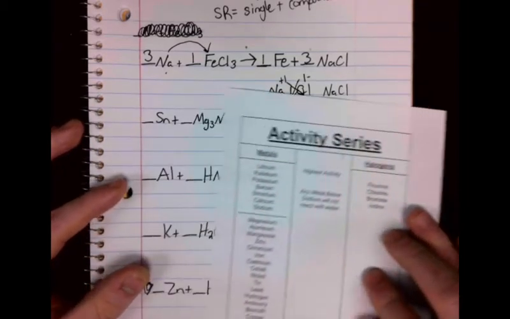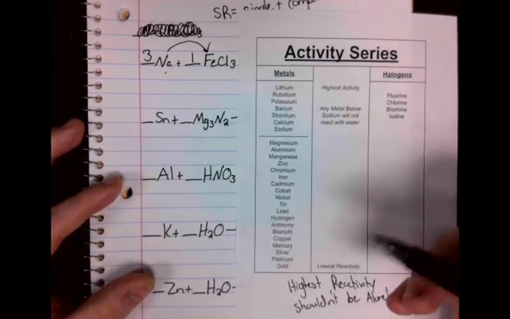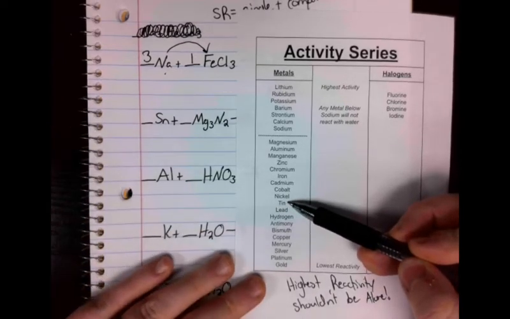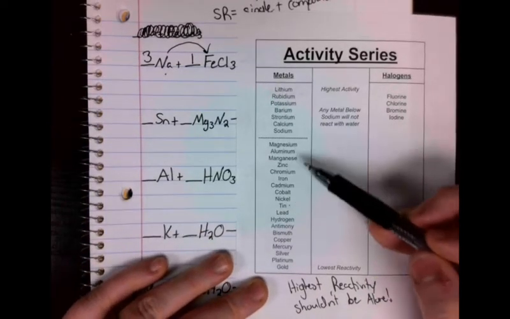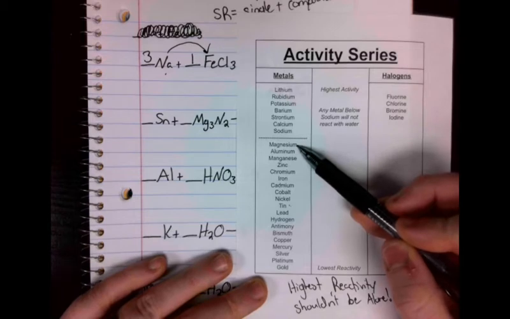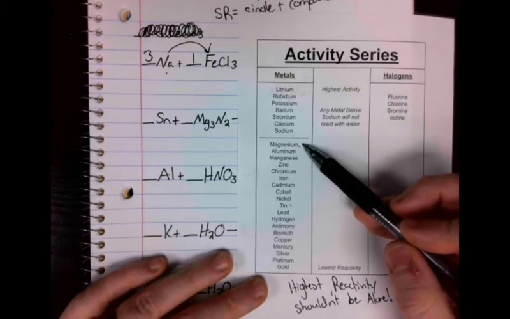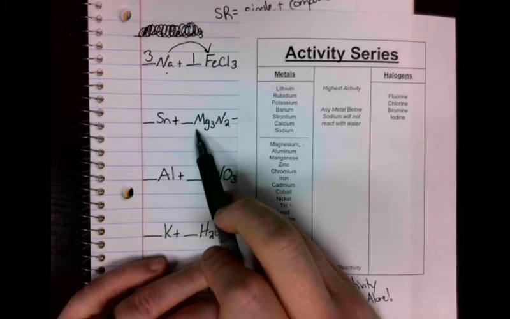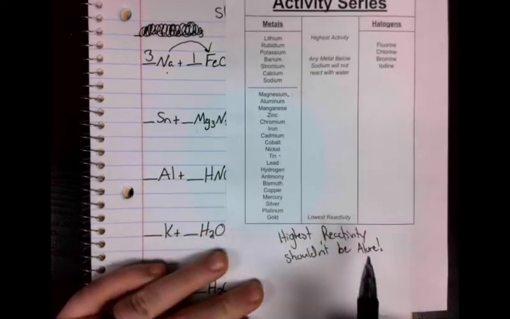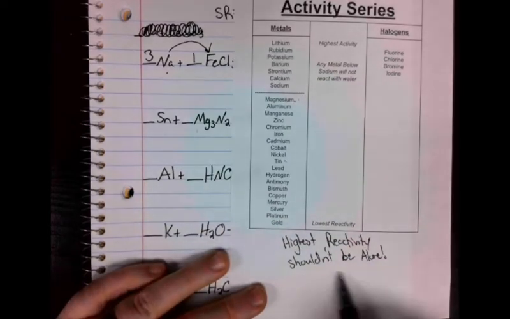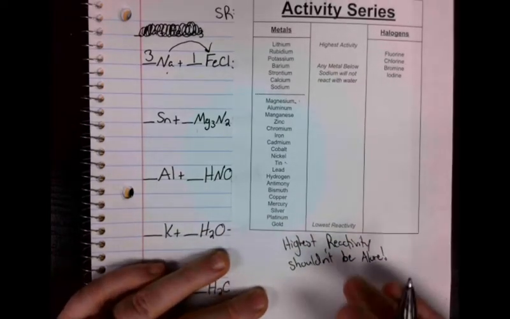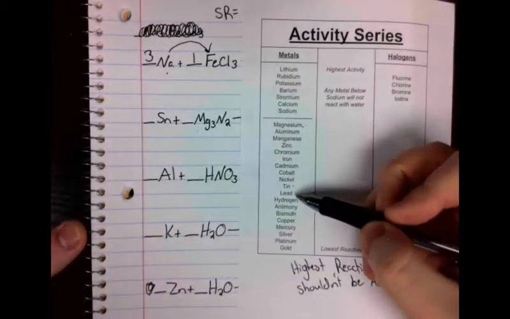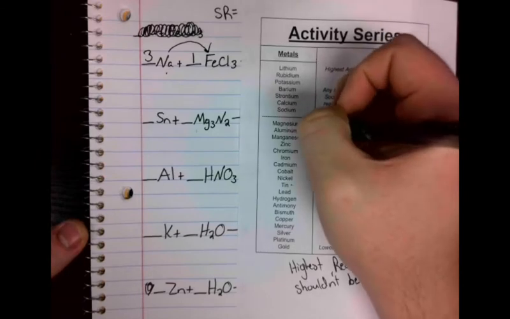Mg3N2. So first we need to find Sn. Sn is tin. Tin is right down here. Mg is magnesium. Magnesium is right up here. So magnesium is more reactive than tin is. And we want the highest reactivity to not be alone. Highest reactivity should be in the compound. And that's already the case. Tin is not reactive enough to beat magnesium.